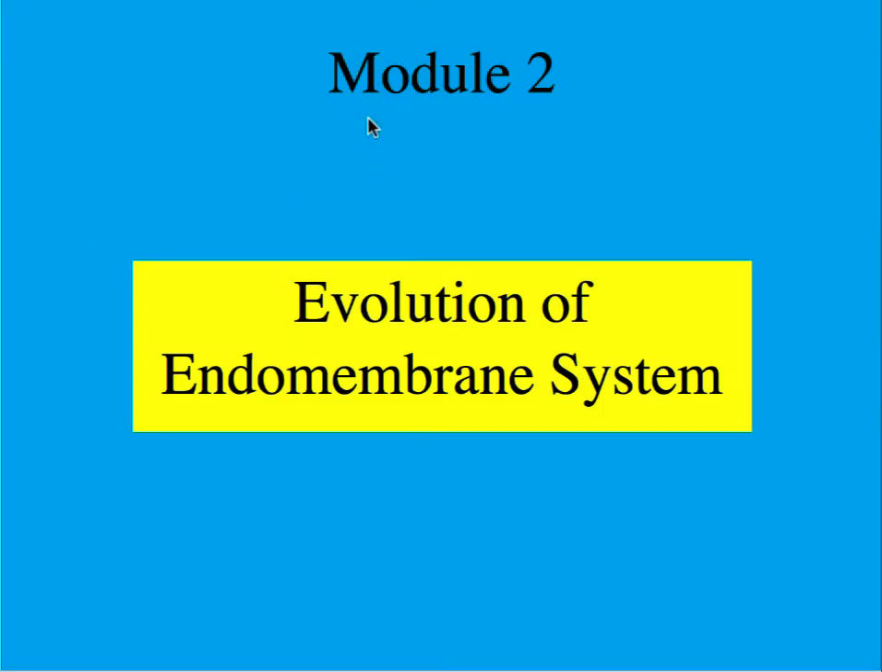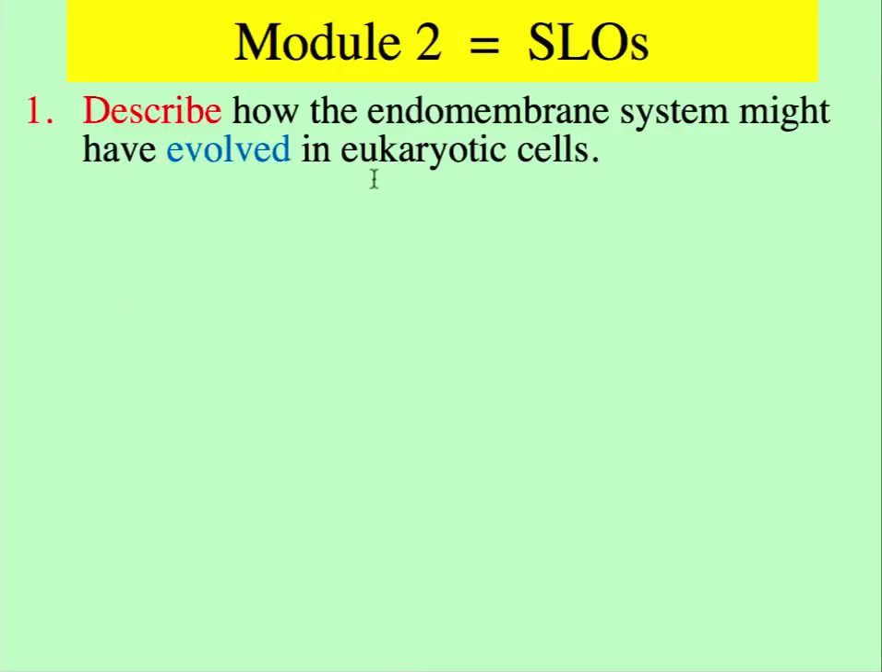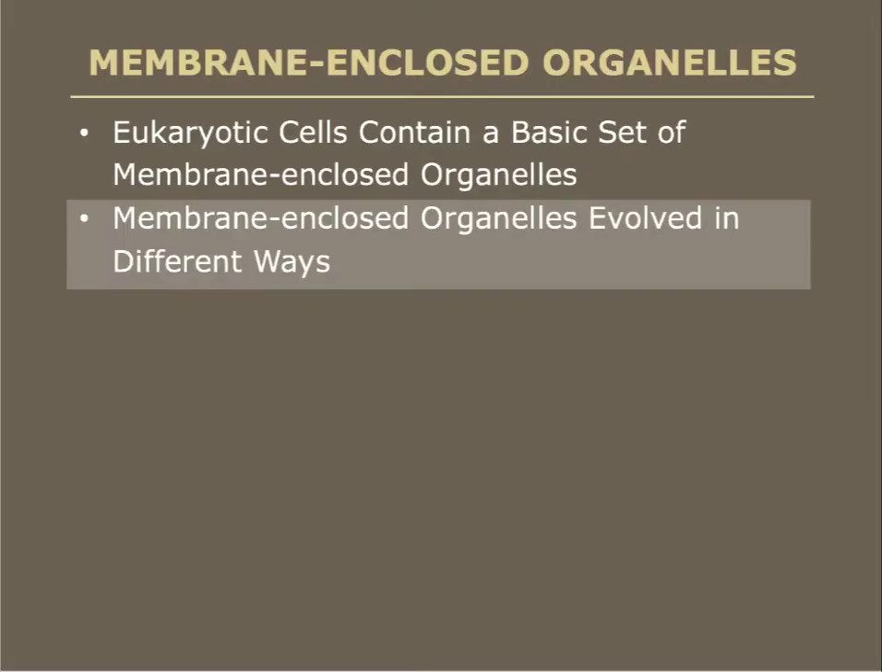Moving forward, let's move on to module number 2. Module number 2 is straightforward. It considers why we got to where we are today. So it's looking at the evolution of the endomembrane system. And a typical learning outcome here would be for you to be able to describe how the endomembrane system might have evolved in eukaryotic cells. So let's look at one of two possibilities.